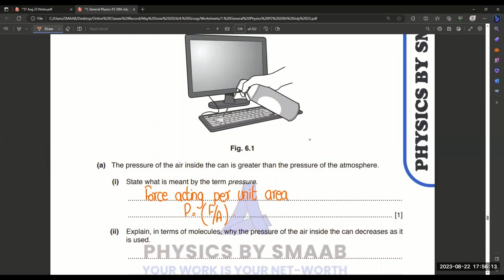Now we are talking about the air inside the can. Initially we have a complete, brand new spray, and we have the maximum number of molecules inside, right? When we press the nozzle of the can, air comes out from the can. Initially we have a greater number of molecules, and after the air molecules come out, the number of molecules will be less in the can, right? So we take the reference of the number of molecules.